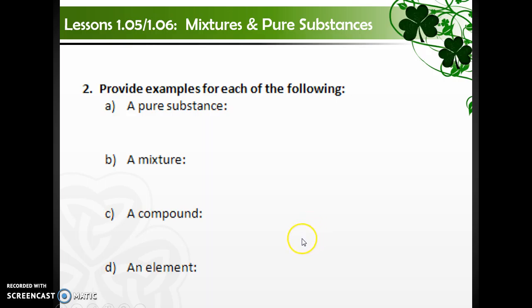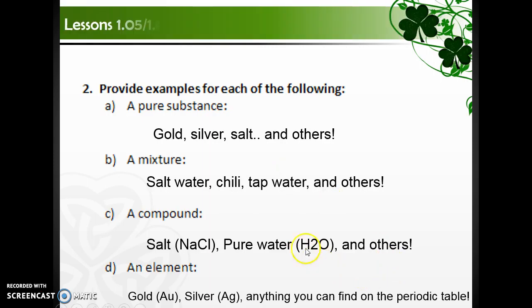Provide examples for each of the following. Examples of a pure substance include gold, silver, salt, and others. Examples of a mixture include salt water, chili, tap water, and many others. Examples of a compound include salt, pure water, and many others. Examples of an element include gold, silver, anything you can find on the periodic table. And that's a review from back in the very beginning.